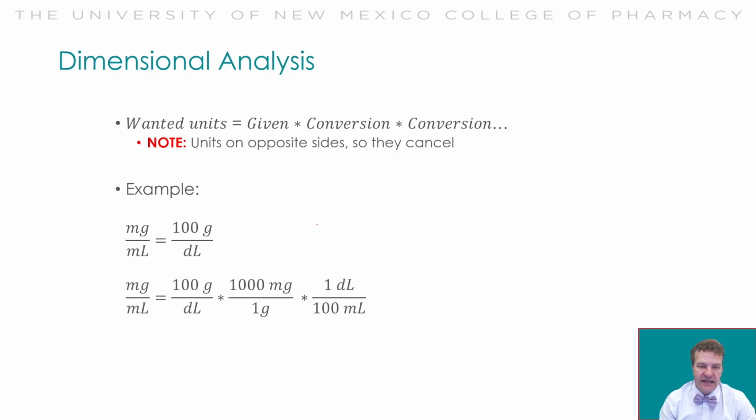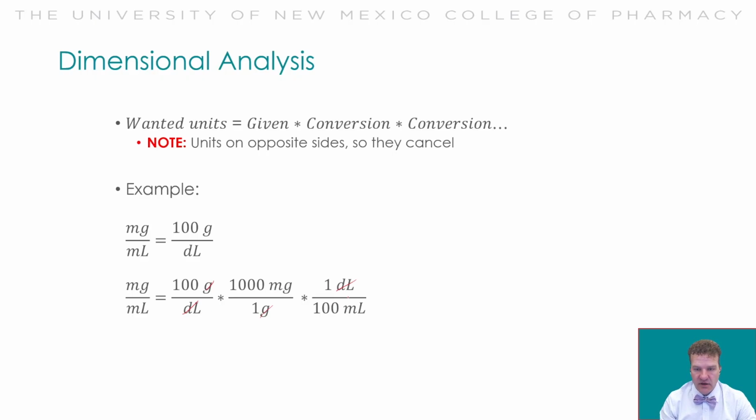So here it is written out again, but this time we're looking for mgs per mil, and we're given grams per deciliter. Again, we're going to cancel grams by putting it on the bottom. It's the bigger one. We know there are 1,000 milligrams per gram. Okay, cool. Our grams cancel. Now we need to get rid of this deciliter, and we said that 1 deciliter equals 100 mils. Remember, the deciliter's on top, so it cancels.